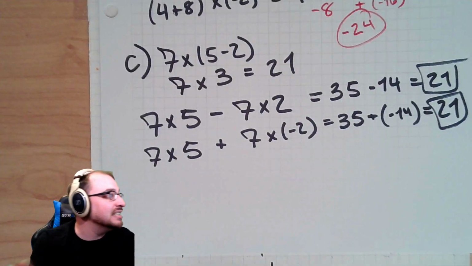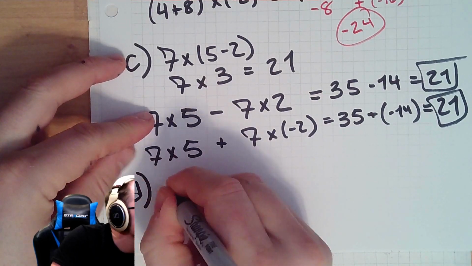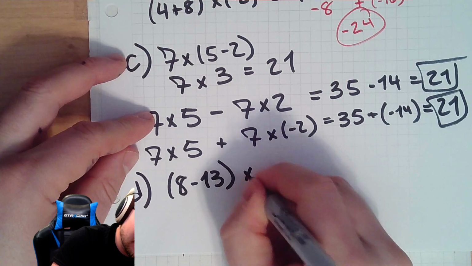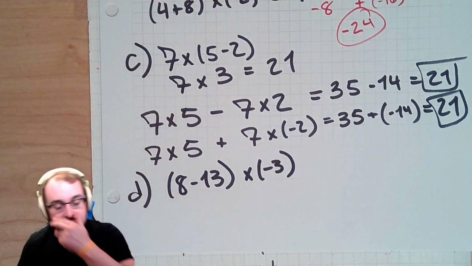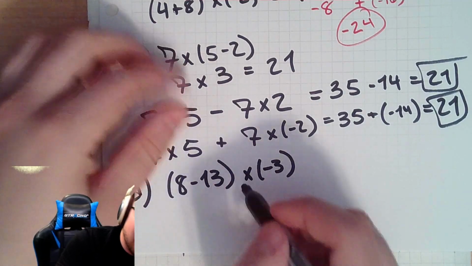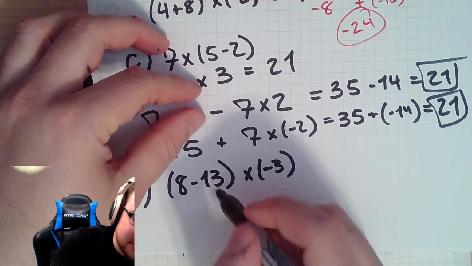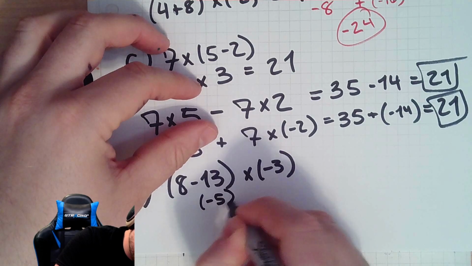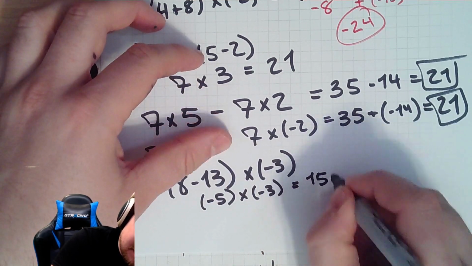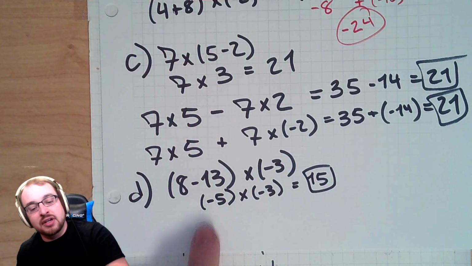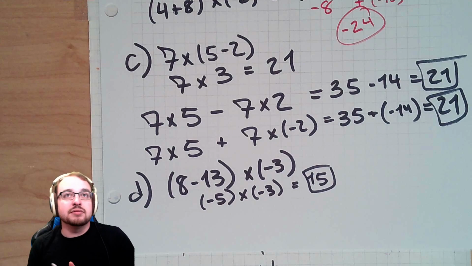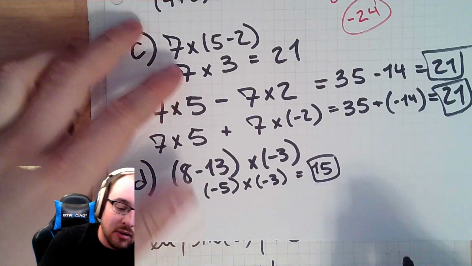Part D, the last part of this problem, is the quantity of 8 minus 13, times negative 3. And because we've got some negatives involved here, there's a couple ways to think about this. Either we can think about it like part A, 8 minus 13 is negative 5. So I have negative 5 negative 3's, that's positive 15. Because 5 negative 3's is negative 15, so negative 5 negative 3's would be positive 15. Or we can think of it like this.